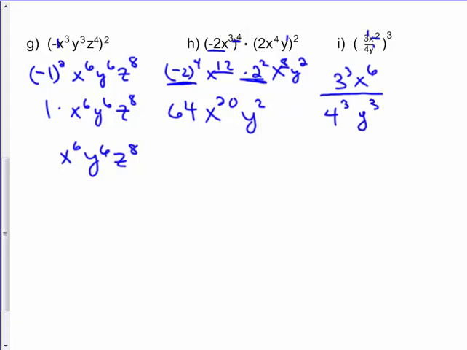So, I have 3 cubed, x to the 6th, 4 to the 3rd, y to the 3rd here. I'm going to simplify that, get 27x to the 6th over 64y cubed.